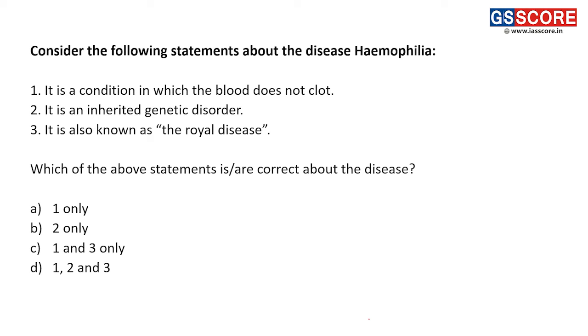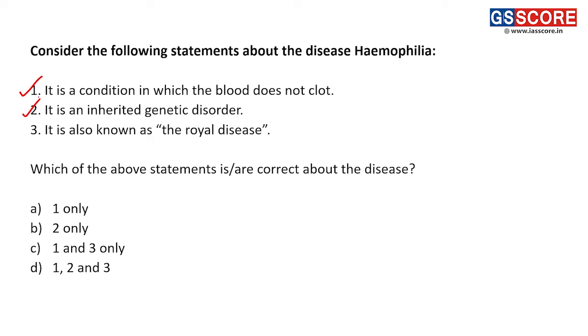First statement. It is a condition in which the blood does not clot. Right. So hemophilia is a condition where blood does not clot. Second, it is an inherited genetic disorder. Right. So the second statement is also correct. Hemophilia is an inherited genetic disorder. Third statement, it is also known as the royal disease.